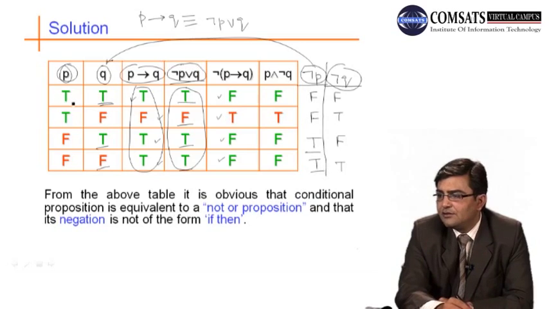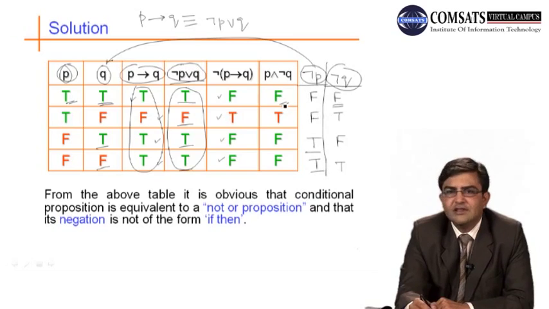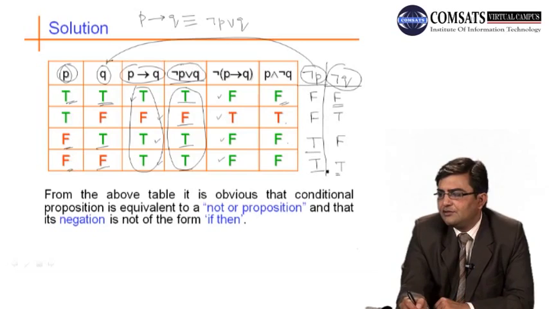Here we have false, true, and here we have false, so we have the conjunction operator. Here we have obviously false, here we have true, here we have false, because not Q is false and P is false. Here again P is false and not Q is true, so we have false here.